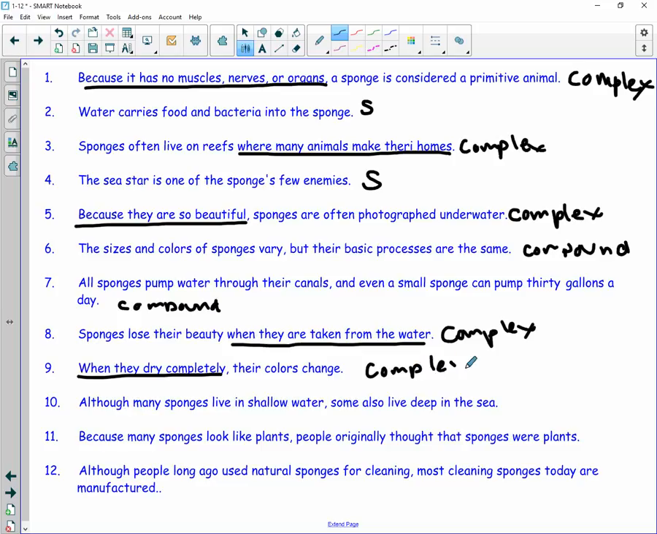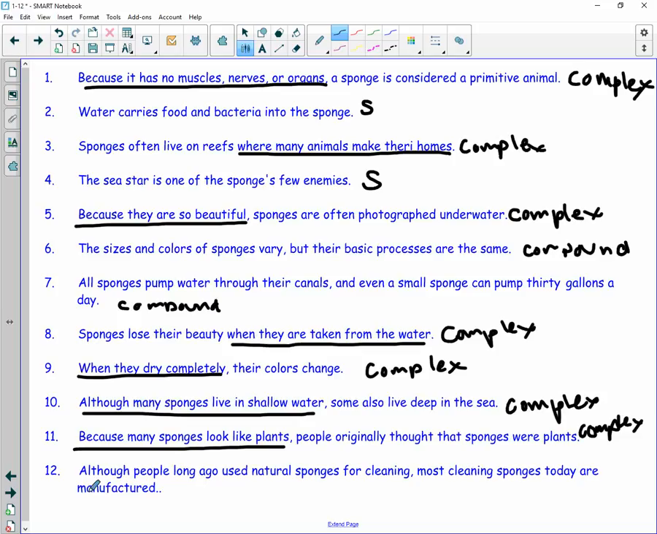Although many sponges live in shallow water, that is subordinate, some also live in the deep sea, that is independent, so this is complex. Because many sponges look like plants, subordinate, people originally thought that sponges were plants, that is complex. Number 12, although people long ago used natural sponges for cleaning, subordinate, most cleaning sponges today are manufactured, independent, so that is complex.